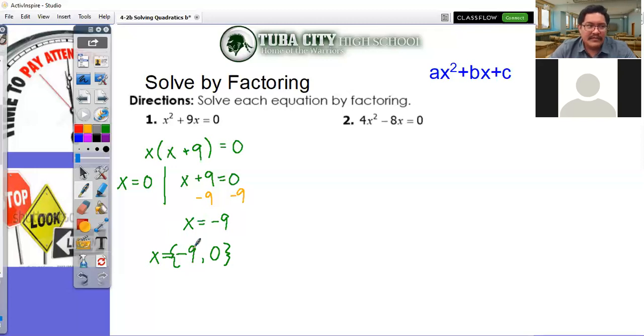So we have both our solutions and we are done with this first one. All right, so let's go ahead, and I think we're ready to move on to the second one.